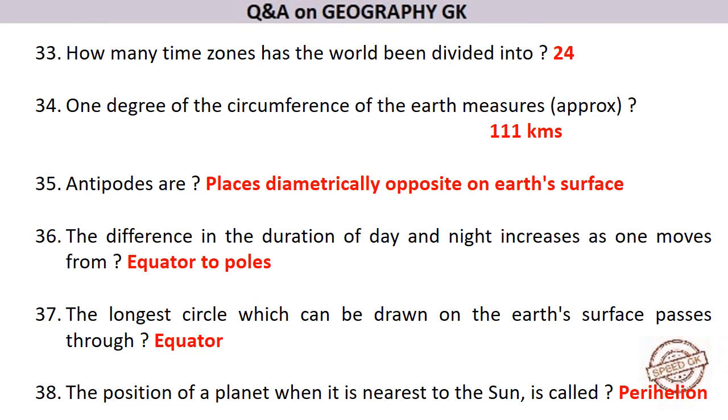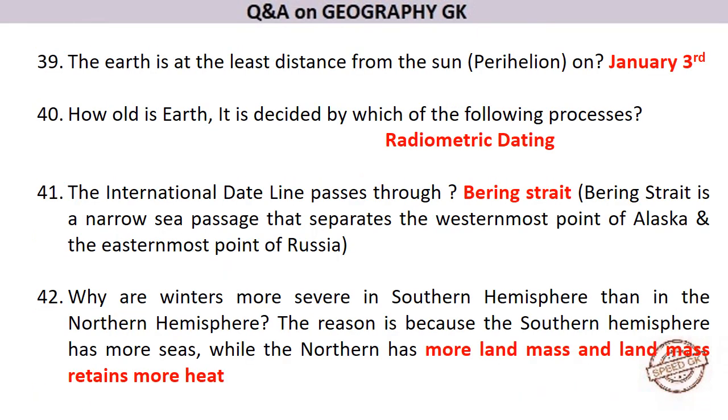The difference in the duration of day and night increases as one moves from equator to poles. The longest circle which can be drawn on the Earth's surface passes through the equator. The position of a planet when it is nearest to the Sun is called perihelion. The Earth is at the least distance from the Sun, perihelion, on 3rd January.